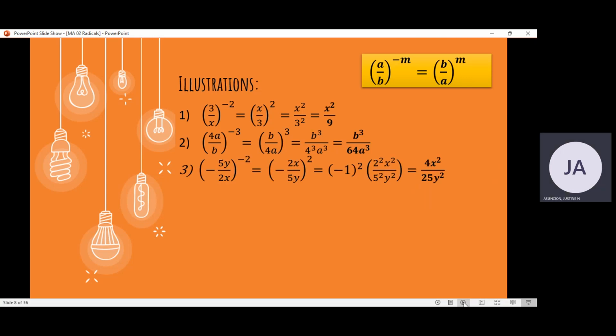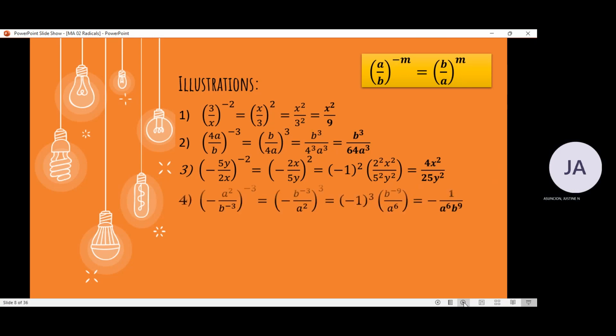Another example, quantity negative 5y over 2x raised to negative 2. So applying the rule, we have here negative 2x over 5y squared, and then negative times negative, so that's positive. So distributing it, applying the laws of exponent, we have here 4x squared over 25y squared. Another example, quantity negative a squared over b raised to negative 3 raised to negative 3. Applying the rule, negative b raised to negative 3 over a squared is equal to negative 1 cubed b raised to negative 9 over a raised to 6, which is equal to 1 over a raised to 6 b raised to 9.